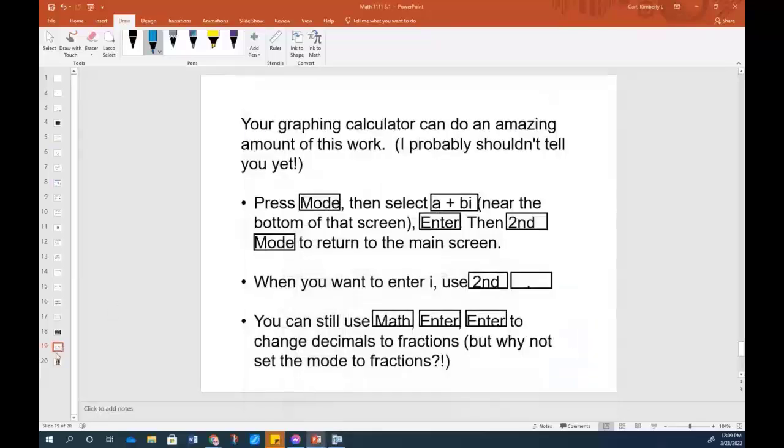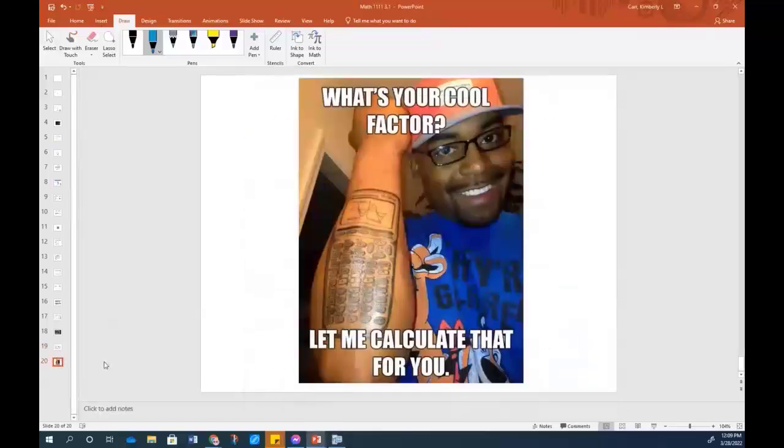So my friends, that's my gift to you for hanging on and watching that video. And now you can love your calculator, okay? Not sure you want to get a tattoo, but if you do, that's entirely up to you.